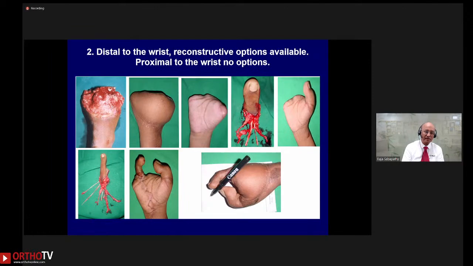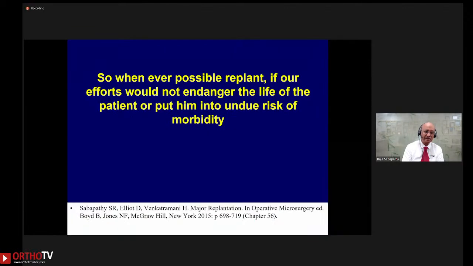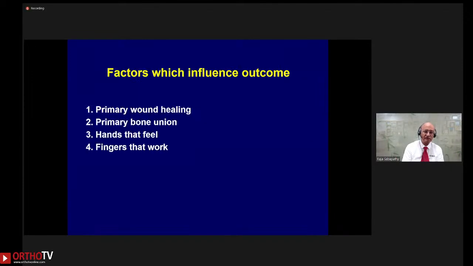So you have to really try hard to get the replantation done. Our philosophy is that whenever possible, replant, if our efforts would not endanger the life of the patient or put him to undue risk of morbidity. I would say that technical impossibility is the only consideration for not doing a replant. And these two lines are very important: if our efforts would not endanger the life of the patient or put him to undue risk of morbidity.